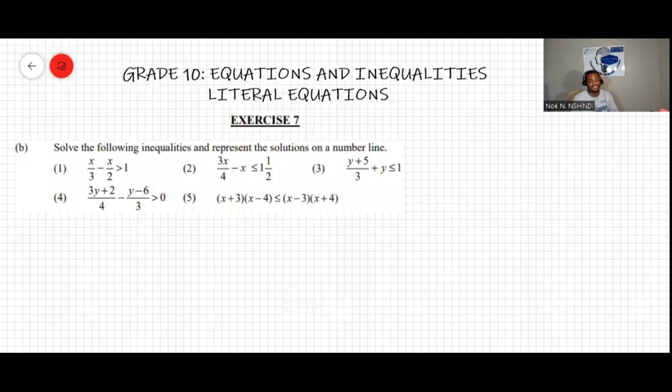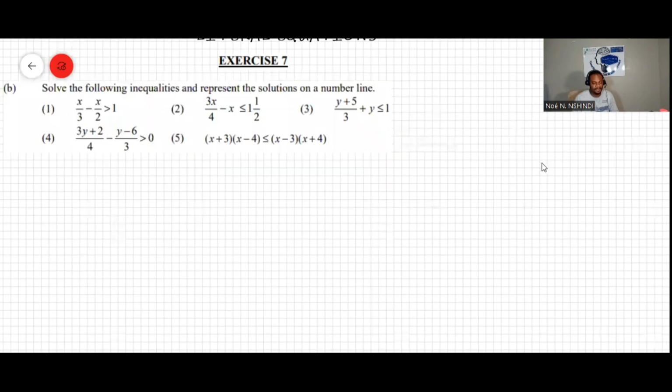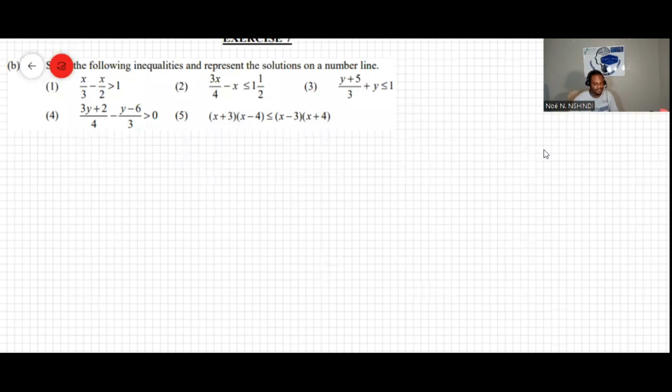Okay. Now the question says, solve the following inequalities and represent the solution on the number line. Let's start with question 1 here. It's B1. We have x over 3 minus x over 2 greater than 1. Now, in a situation like this, it's like x over 3 there, like that.